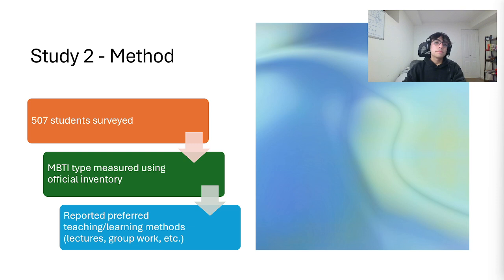What was the method? The researchers surveyed 507 undergraduate students. Participants first completed the official MBTI inventory to determine their type. Then they completed a questionnaire about their preferred teaching methods, such as lectures, class discussions, group projects, visual aids, pop-up quizzes, etc. The researchers looked for trends in preference based on their personality type.